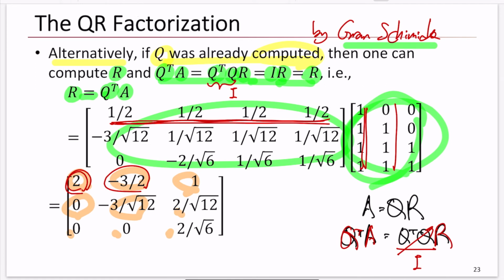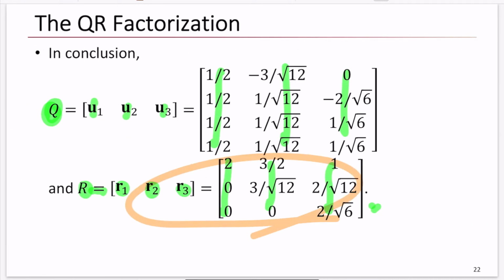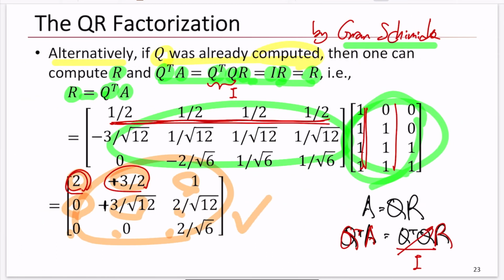Sorry, there was a typo. It should be plus. Right. So this one is exactly the same as this one. So this is a very efficient way to find your matrix R. So this is the QR factorization.